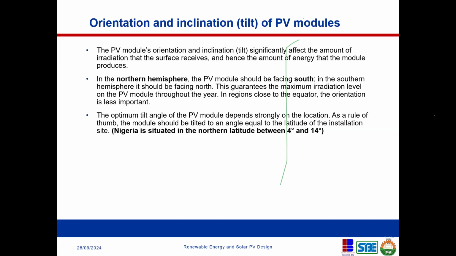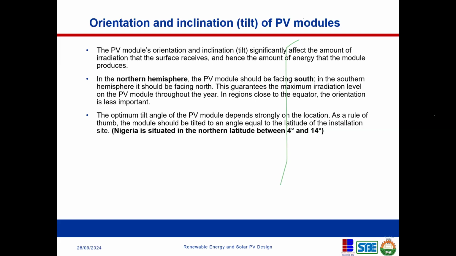Now, the tilt angle should correspond to the latitude of the location where you're installing that solar panel. Now, for Nigeria, Nigeria is located in the northern hemisphere, so our solar panel should face south. Nigeria is located on the latitude between 4 and 14 degrees. So if you're seeing solar panel installations in Nigeria, the tilt angle shouldn't be more than 20. If it goes beyond 20, then maybe it's because of the roof configuration, but anything between 10, 15 and 20 is fine for Nigeria. Somewhere in the south the latitude is about 4 degrees, and if you're moving towards the north, it increases to about 14 degrees. That is our latitude, right?